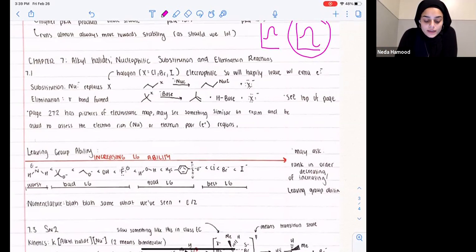So that's what substitution looks like. And then for elimination, we have a pi bond formed at the end of it, and usually we're reacting with some sort of base.